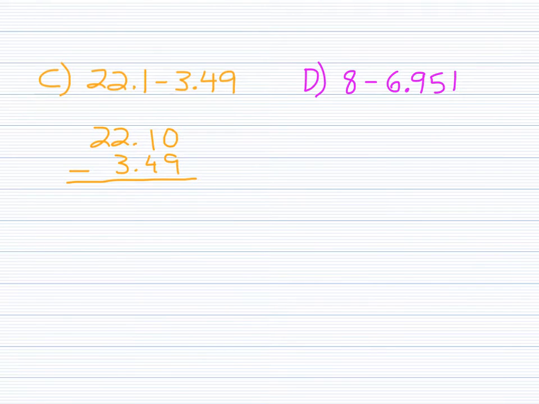Now, when we subtract, I have to look at each place value, and I can't do 0 minus 9, right? So I have to borrow from this 1. That 1 becomes a 0, and this 0 becomes a 10. So now I can do 10 minus 9, and that gives me 1. And I can't do 0 minus 4, so I have to borrow from this 2. That becomes a 1. I carry my 1 over right there, and I have 10 minus 4 equals 6.